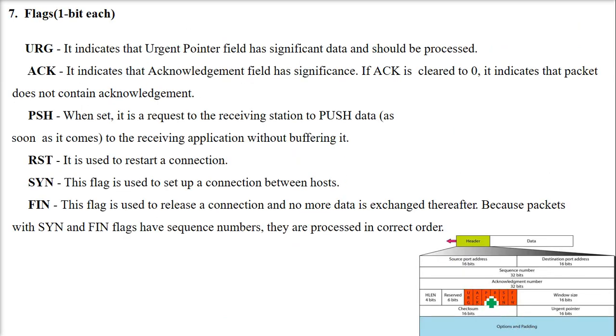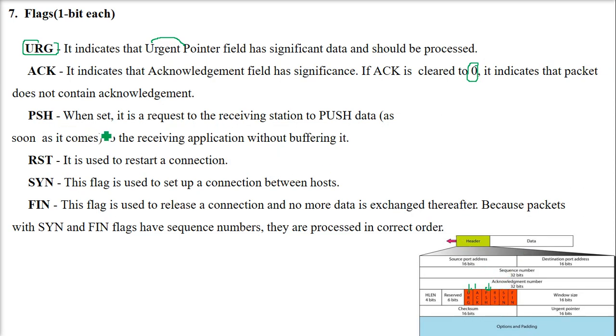Then we have these flags. If you see, these are in orange. URG, the first one, indicates the urgent pointer field has significant data and this needs to be processed urgently. Then we have ACK, acknowledgement. It indicates that the acknowledgement field has significance. If ACK is cleared to 0, this indicates that the packet does not contain an acknowledgement.